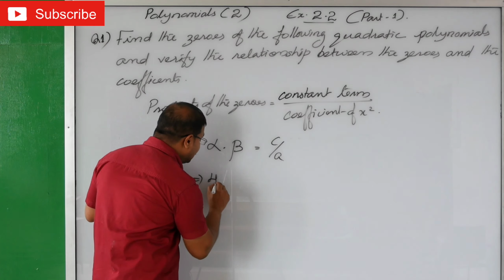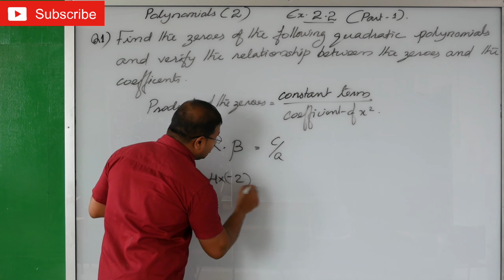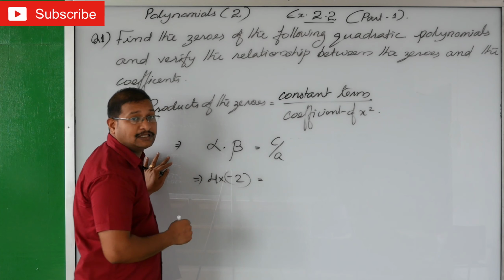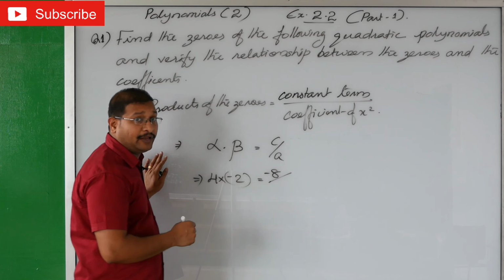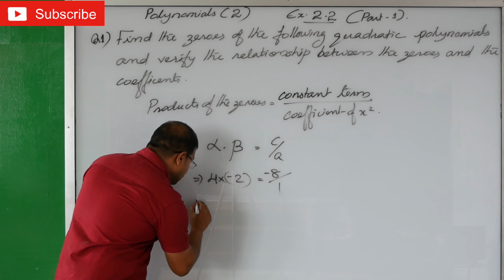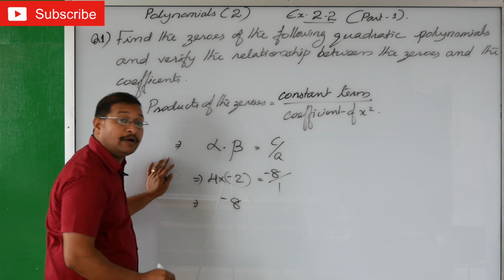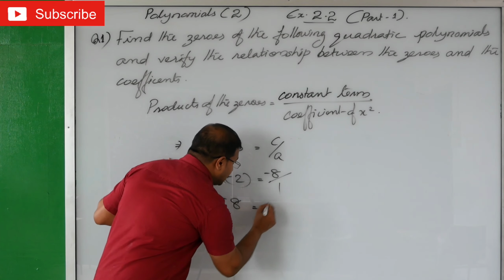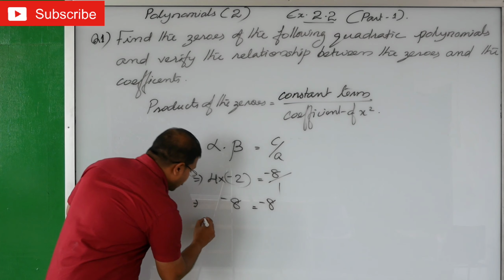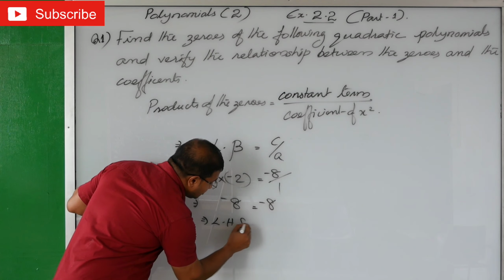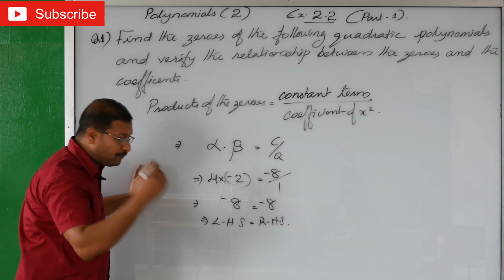What is the value of alpha? 4. 4 into, what is the value of beta? That is minus 2, in bracket, equals c. What is the value of c? That is minus 8 divided by, what is the value of a? 1. This implies 4 twos are 8. But we know that plus into minus is minus. Minus 8 equals 8 by 1, that's minus 8. Here we got it, that implies LHS equals RHS. That means what can you say? Verified.